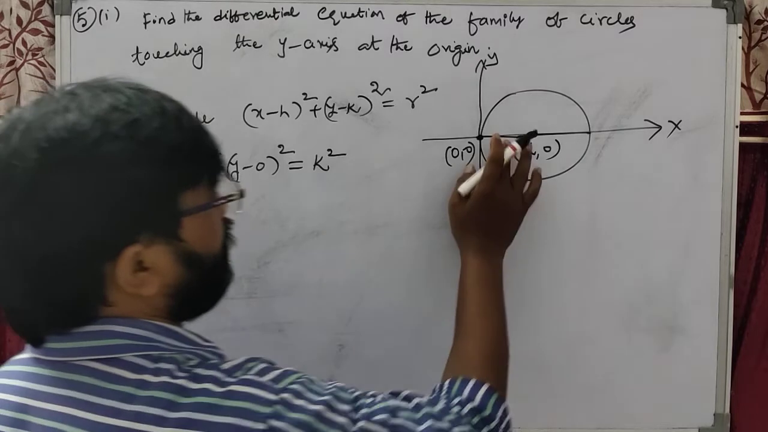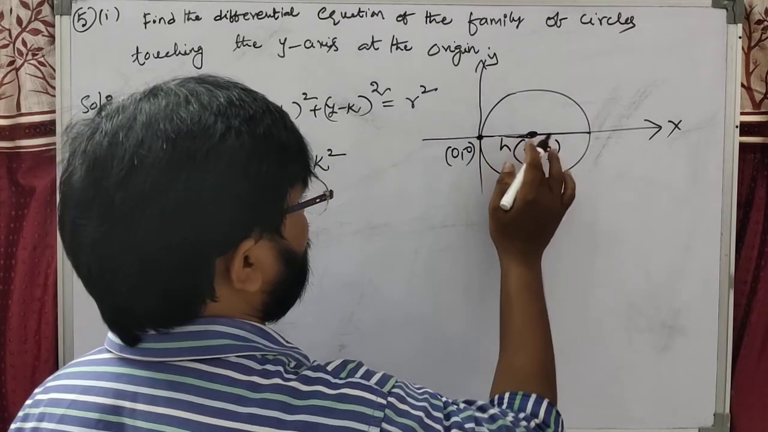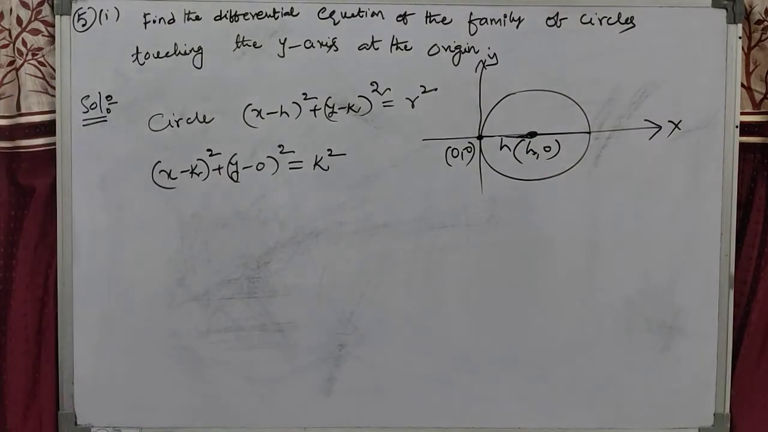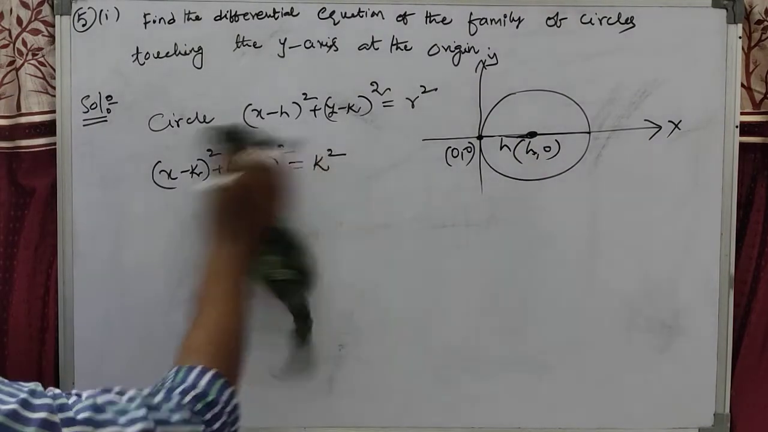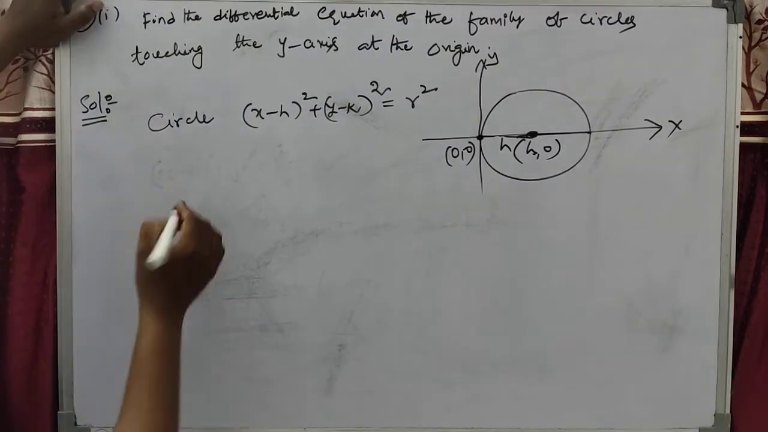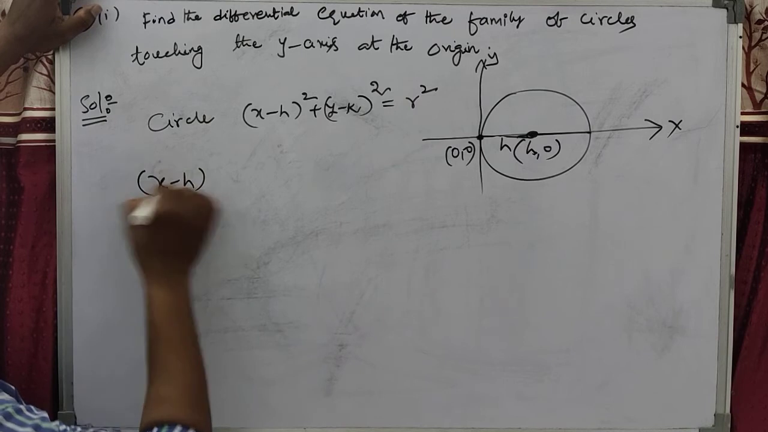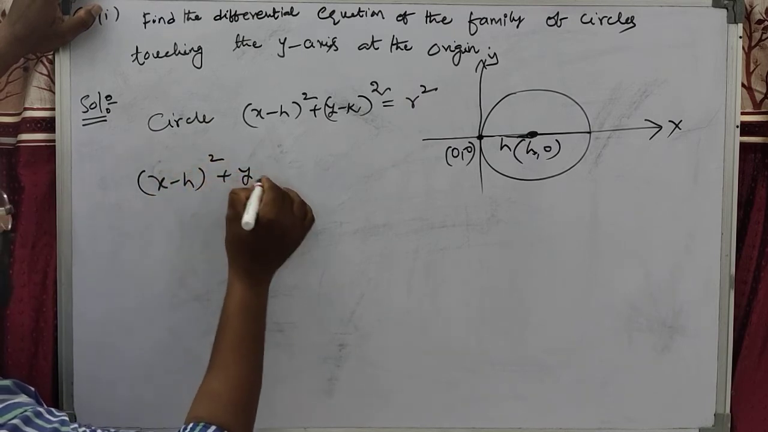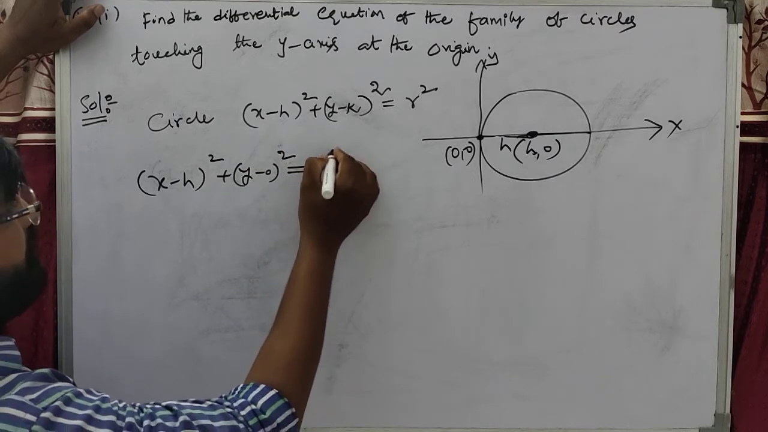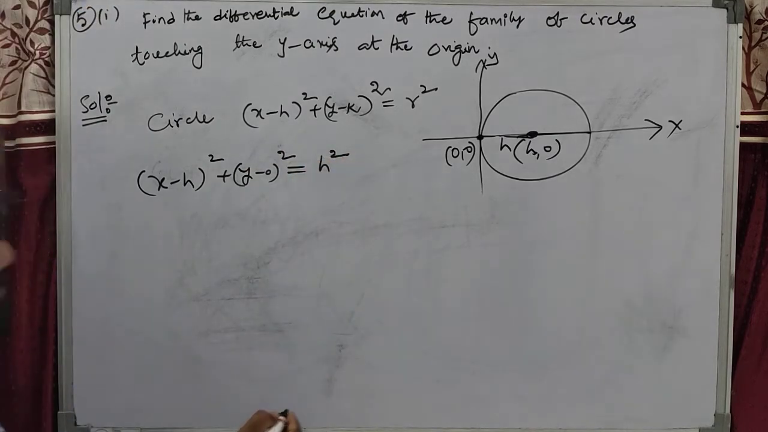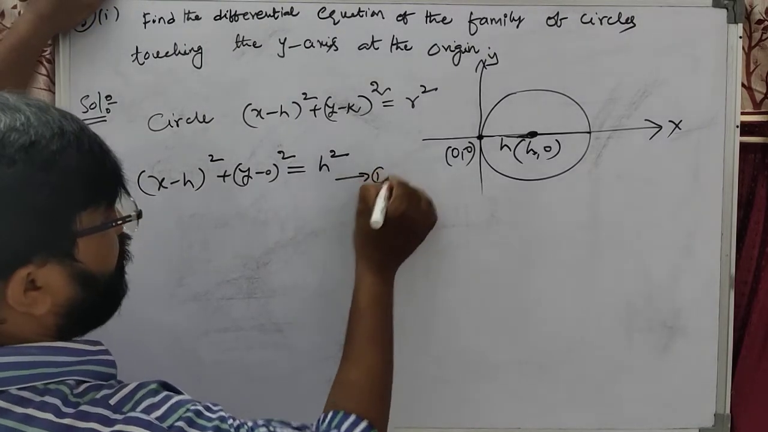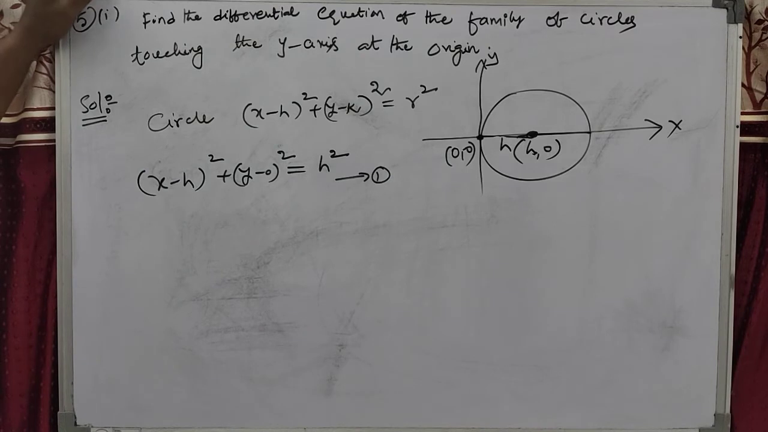When we take the center (h, k) on the x-axis, undoubtedly k is 0. Therefore, directly we can write (x minus h) whole square plus (y minus 0) whole square equal to r square, which is h square. Now we have to find the differential equation; this will be equation 1, where h is the arbitrary constant.